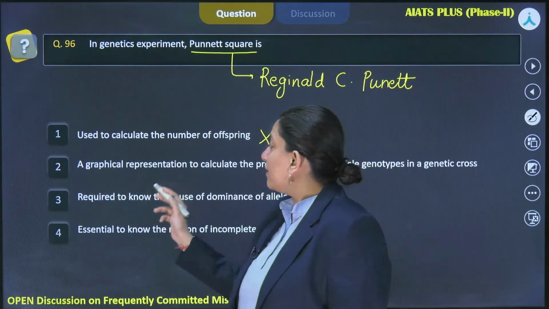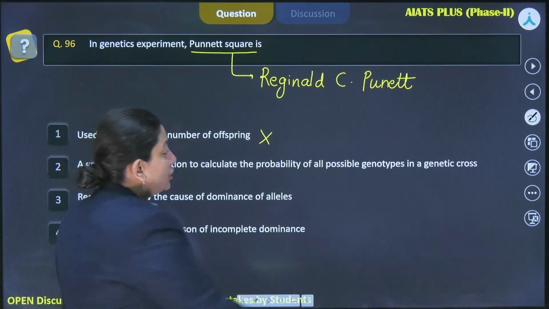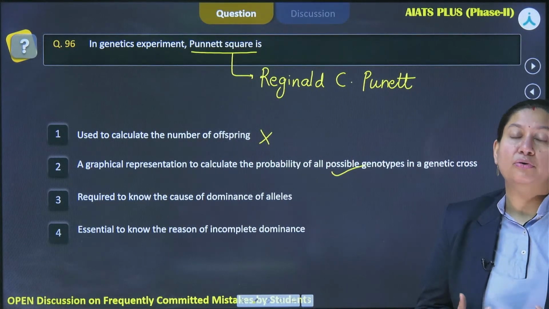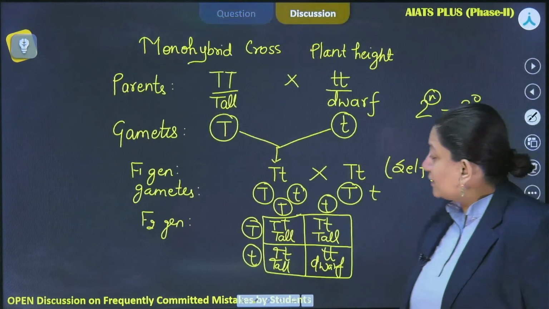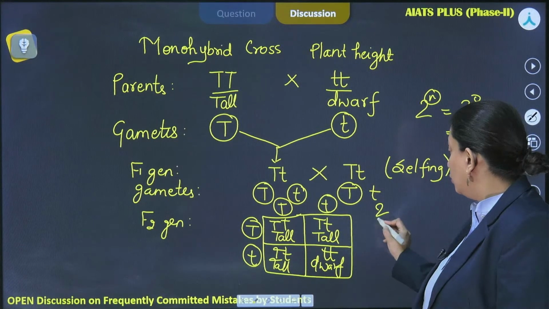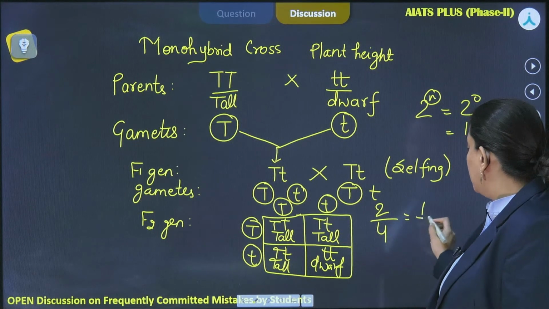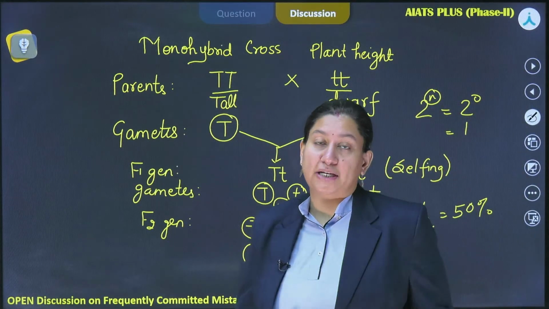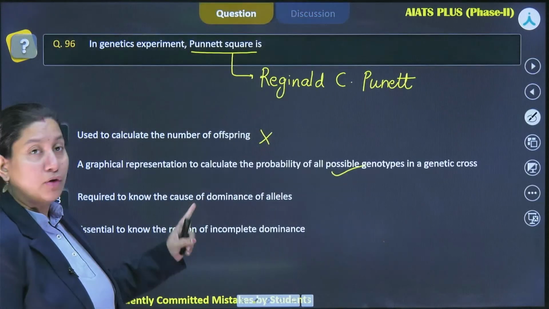Then second says it's a graphical representation to calculate the probability of all possible genotypes in a genetic cross. That's what Punnett square is used for. We can identify what type of genotypes we are going to observe in the progeny. Also, we can calculate the probability. Like, if you want to calculate the probability of heterozygous individuals in the F2 generation, that would be 2, because 2 individuals are there out of 4. So that makes it 1 by 2, 50% probability of having these progenies in the F2 generation, right? So this is how we could use the Punnett square.